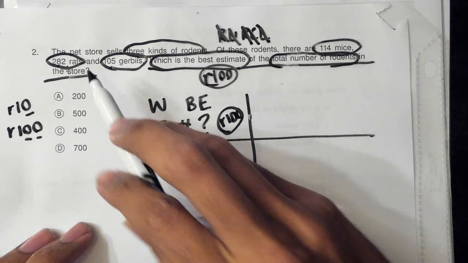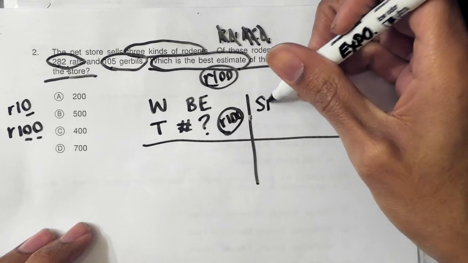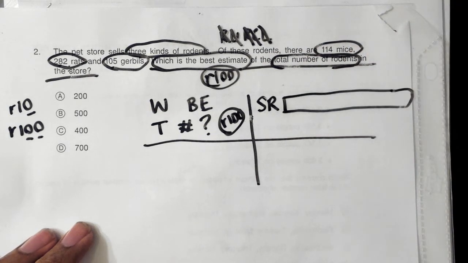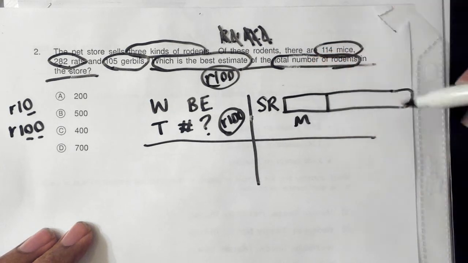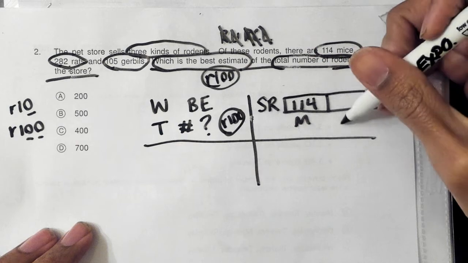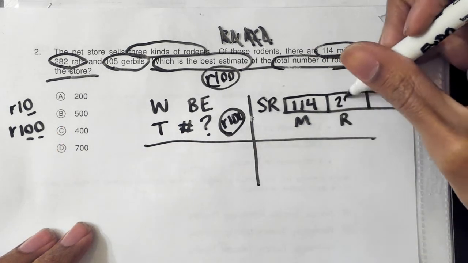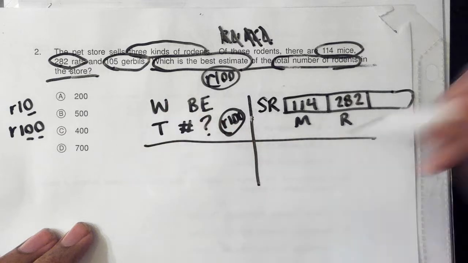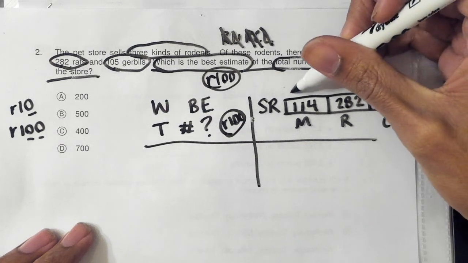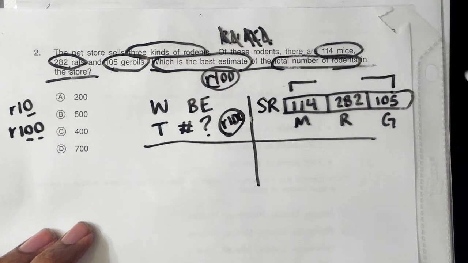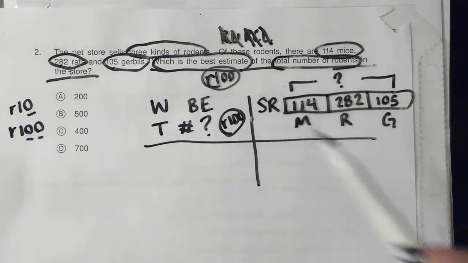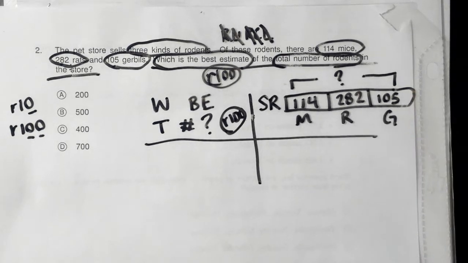Well, I know this problem is about the store, and I know that the store is selling rodents. So here's all the rodents in the store. I know that they have mice. They have 114 mice. I know that they have rats. They have 282 rats. And I know that they have gerbils. And they have 105 gerbils. And I know that I need to find the total of all of those rodents. I don't know that yet, because first I need to find the best estimate. I need to round all of these numbers.